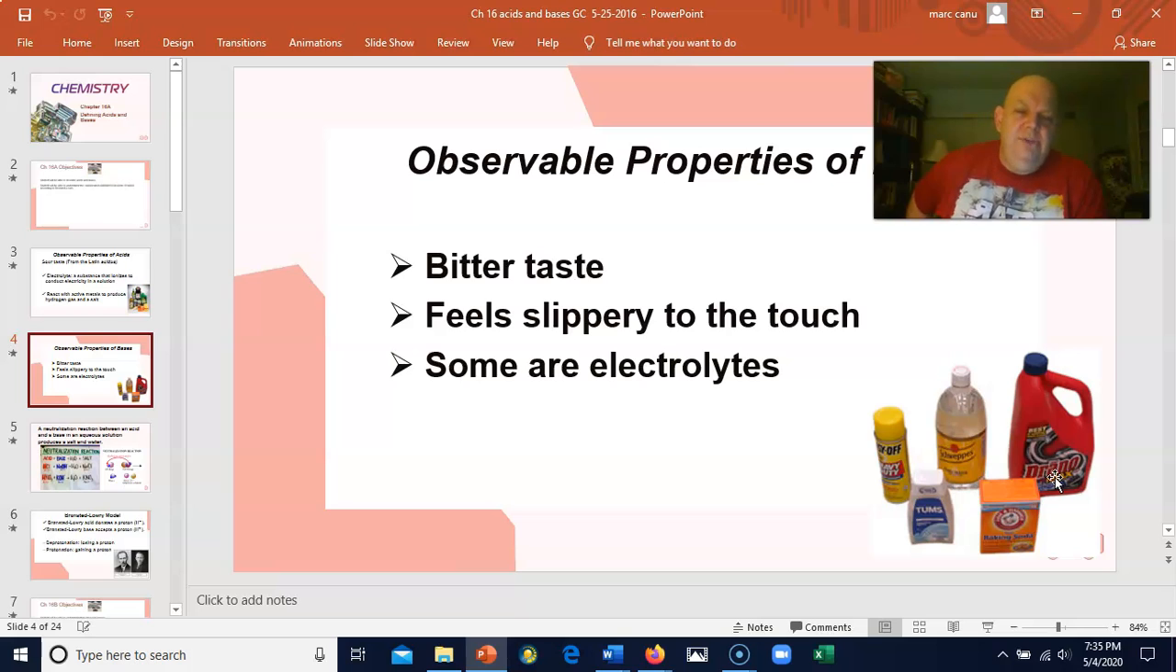Now, some of the bases out there are in fact electrolytes. So there are some that will conduct electricity a little bit, but not all of them. Acids are way more common. Have you ever heard of a battery base? No, you've heard of battery acid.